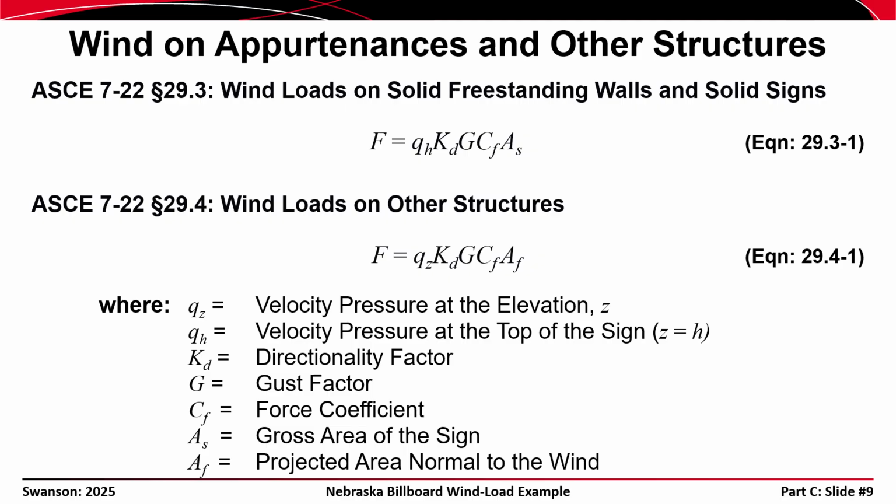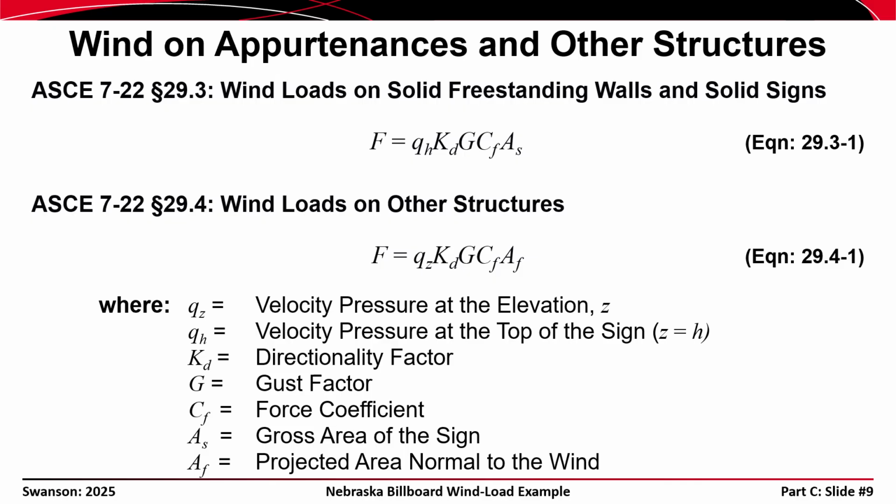This is different than what we did in part 2 of the example when we calculated the wind forces acting on the sign itself. In that case, we used the velocity pressure at the top of the billboard, q sub h, to calculate the wind loads. In that case, we used a single value of q despite the fact that the sign has an elevation that ranges from 60 feet to 80 feet above the ground level.